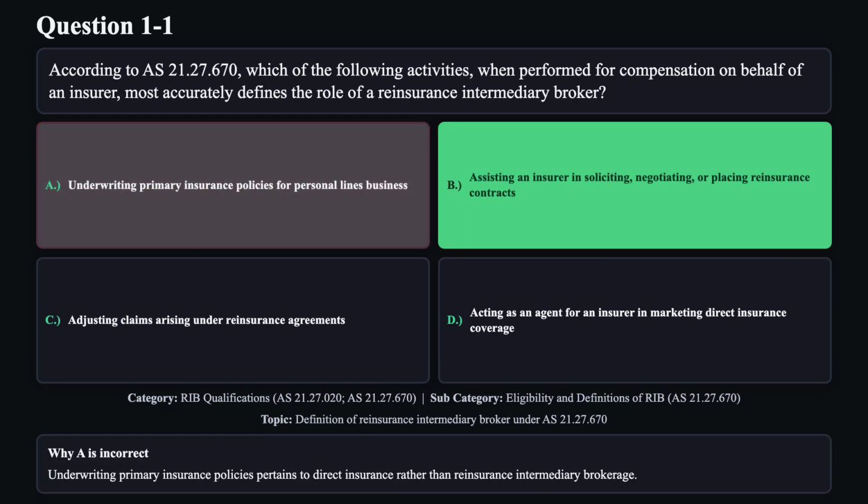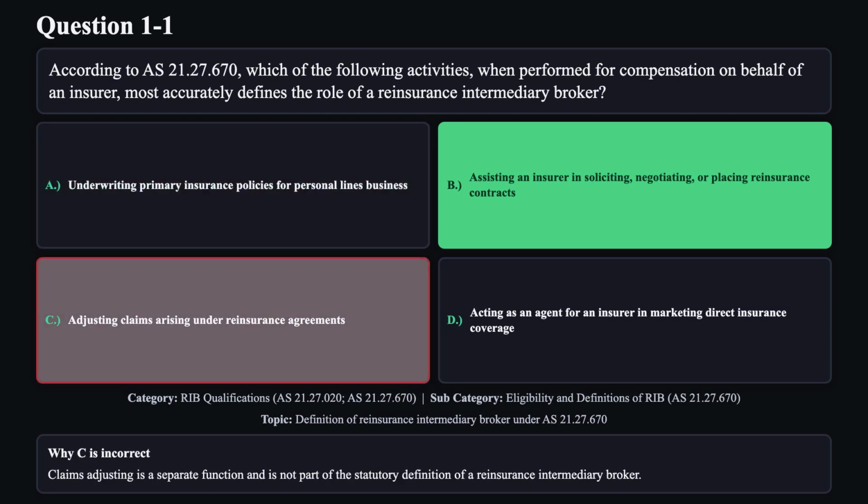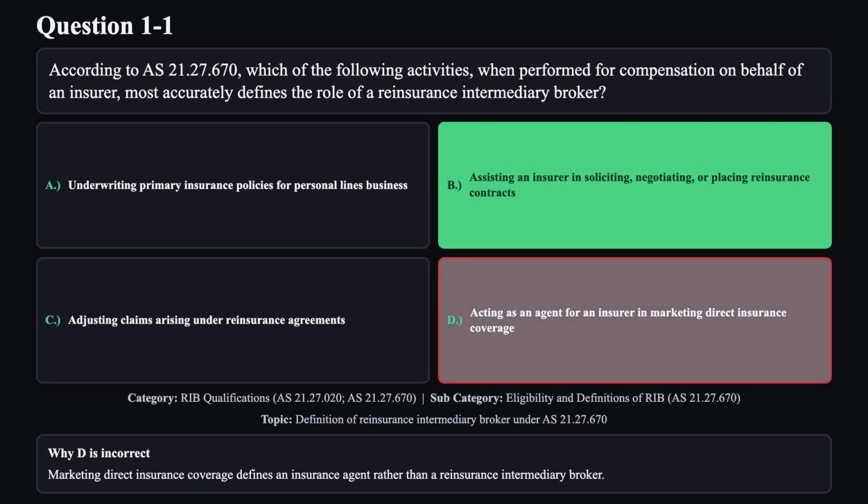Reason A is not correct. Underwriting primary insurance policies pertains to direct insurance rather than reinsurance intermediary brokerage. Reason C is not correct. Claims adjusting is a separate function and is not part of the statutory definition of a reinsurance intermediary broker. Reason D is not correct. Marketing direct insurance coverage defines an insurance agent rather than a reinsurance intermediary broker.